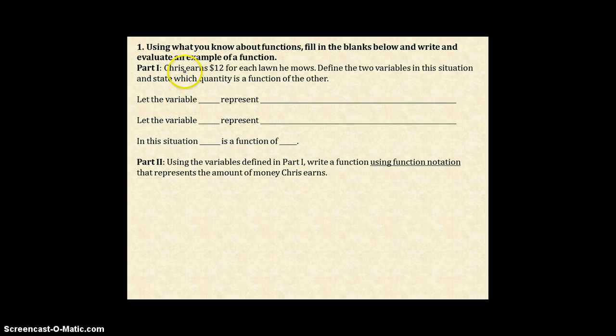Okay, so we need to come up with some variables. There's the lawns that he mows, that's one, and then there's the money that he earns, that's the other one. So let's let the variable L represent the number of lawns that Chris mows. And let's let the variable A represent the amount of money that he earns. And you can pick different letters if you want, it doesn't matter, as long as you tell me what the letter represents. So in this situation, the amount of money that he makes depends on how many lawns he mows. So A is going to be a function of L.